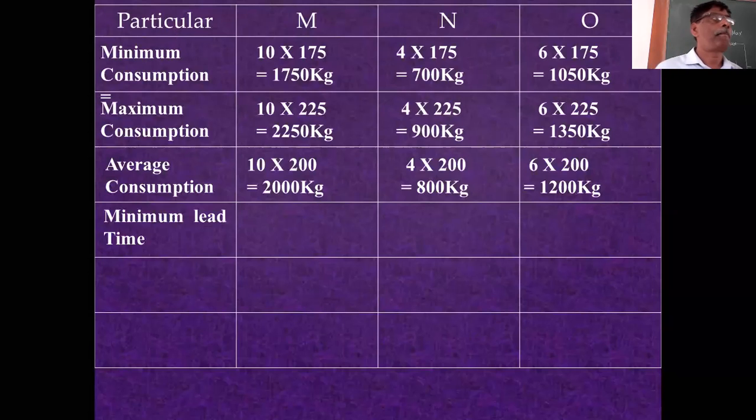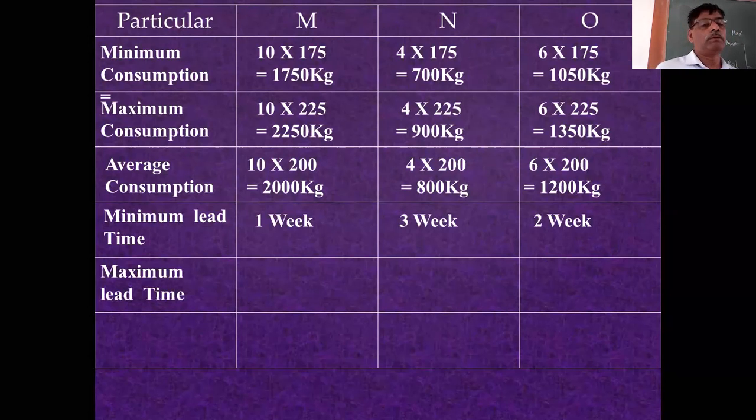Clear? Any doubt? Then come to the minimum lead time. Minimum delivery period is first 1 week, second 3 weeks, and last 2 weeks. Then maximum delivery period is first 5 weeks, second 4 weeks, last 4 weeks.